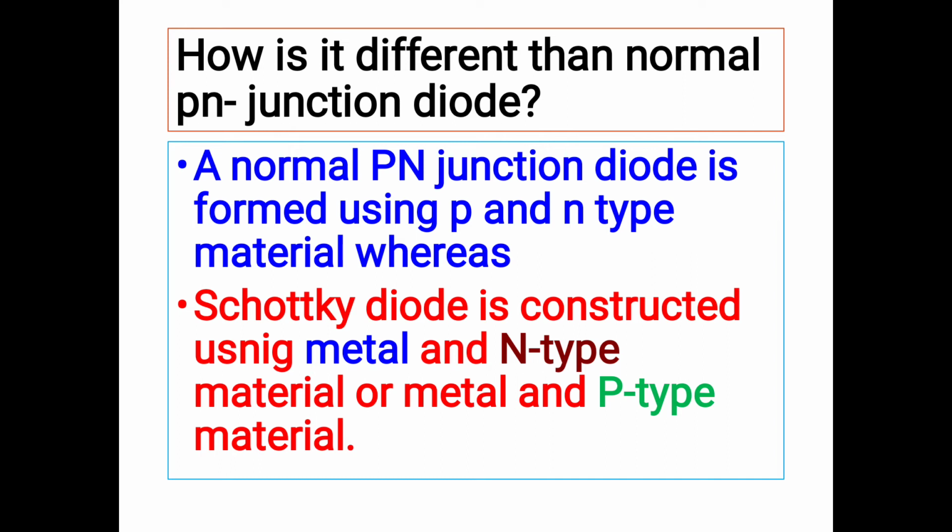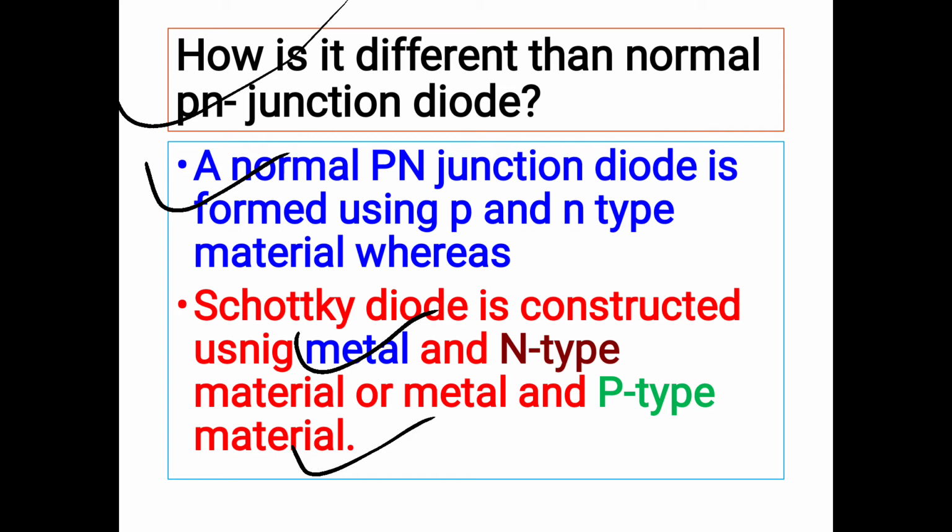Now we will see how this Schottky diode is different than the normal PN junction diode. So basically the normal PN junction diode is formed by using the P-type and the N-type semiconductor, but if we are constructing a Schottky diode, then it is constructed using the metal and the N-type material or the metal and the P-type material. So this is the basic difference between the normal PN junction diode and the Schottky diode.